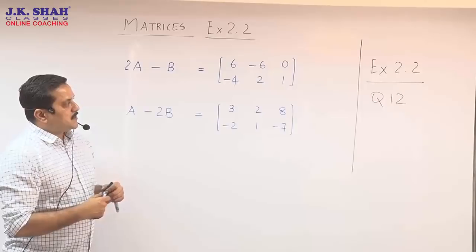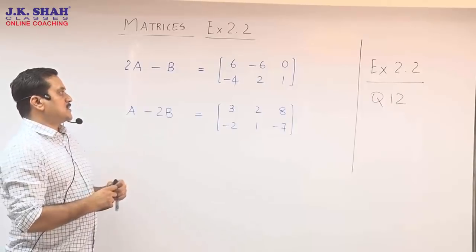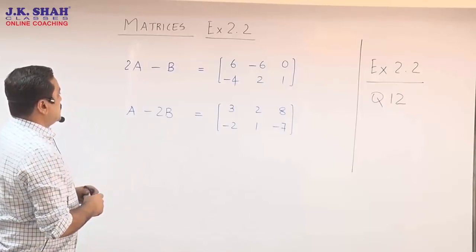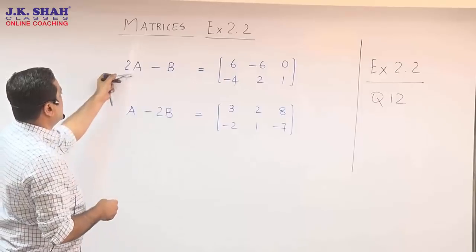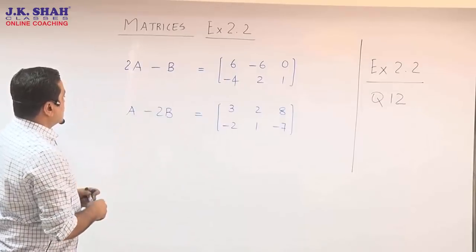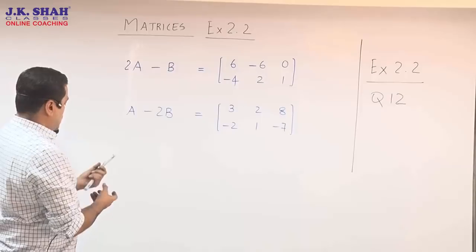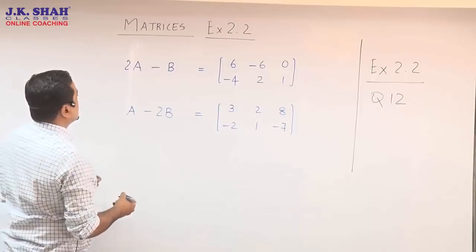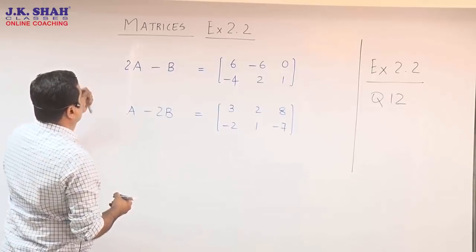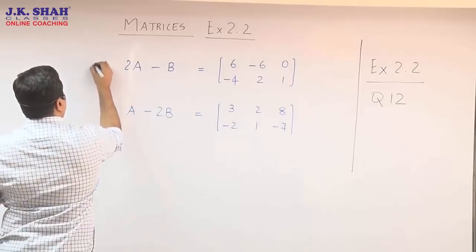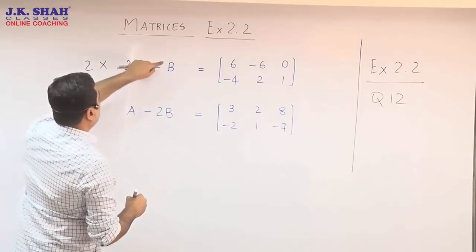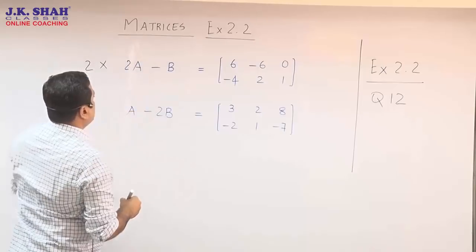Very much similar question. The next question, question 12. Again we have got two equations in matrices. We are supposed to find A and B. Again I am getting the same feeling like simultaneous solving. So let's start. We multiply the first equation by 2 in order to equate the coefficients of B.